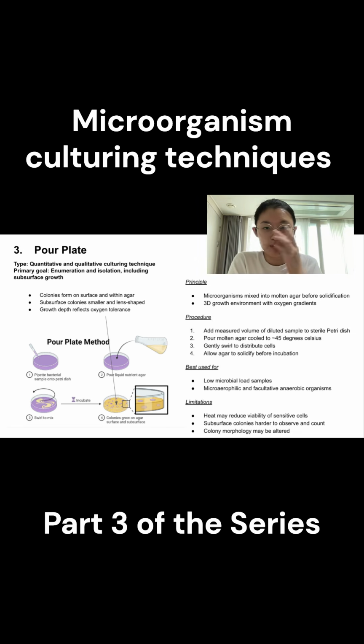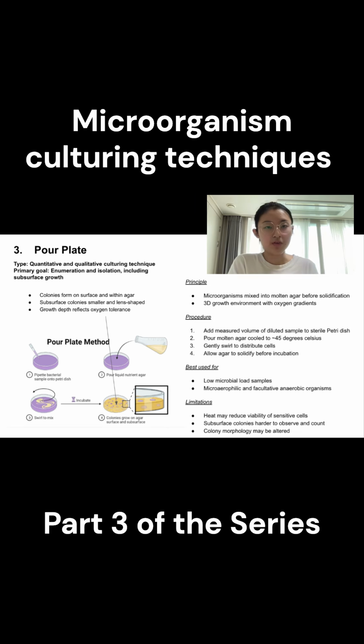The principle behind the pour plate technique is that microorganisms are mixed into the molten agar before it solidifies, and this creates a 3D growth environment. It naturally forms oxygen gradients, so organisms that can tolerate lower oxygen can still grow deeper in the agar.